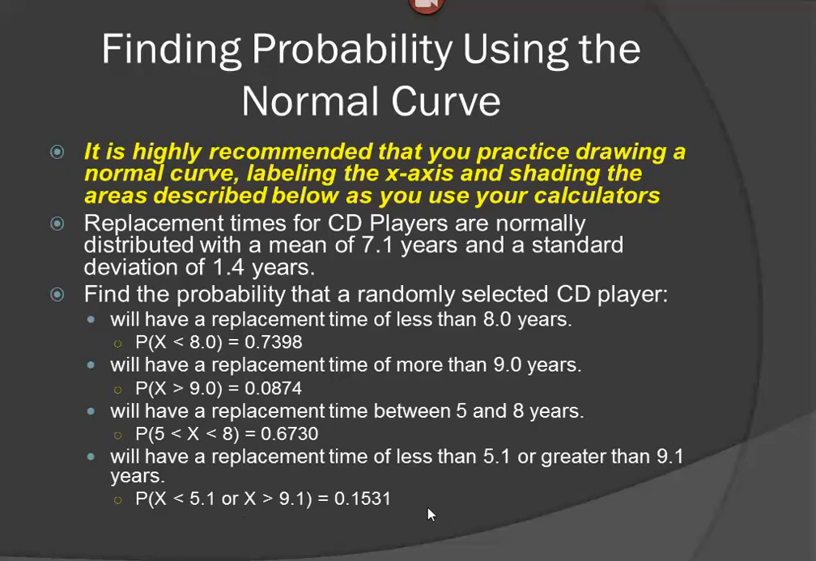Now, putting that into your calculator can be tricky, because really you would have to do two calculations that you add together, going to the left of 5.1 and then adding that to whatever's greater than 9.1. But one quick and easy way to do this is to find the area between 5.1 and 9.1. So find the area in between and then subtract that from 1. So go 1 minus and then do normal CDF with the two boundaries being 5.1 and 9.1. If you subtract them, what you are left with, if you find this complement, is what's left over in the tails, 0.1531.